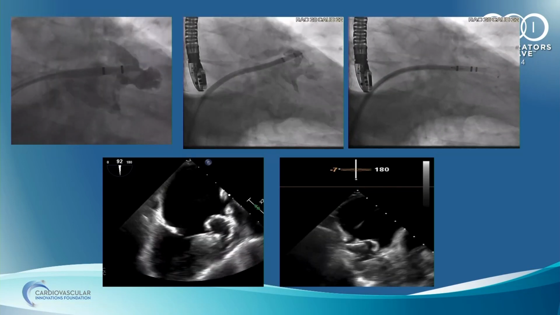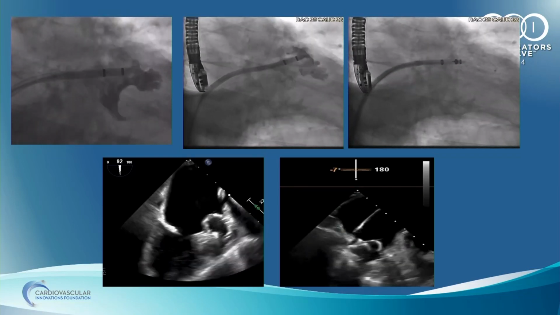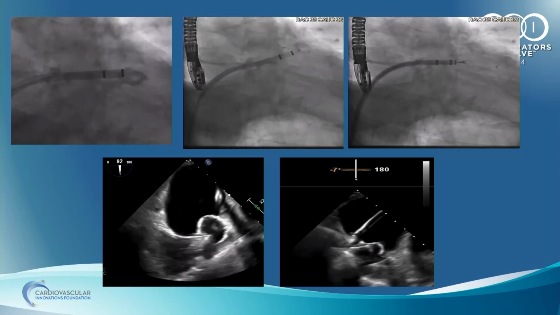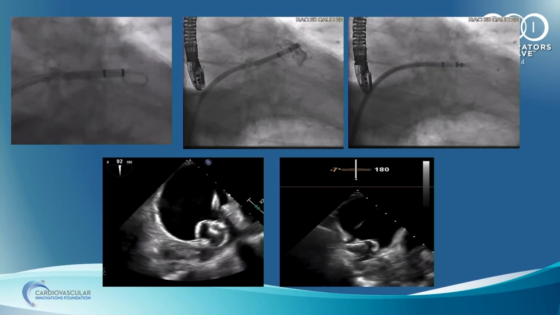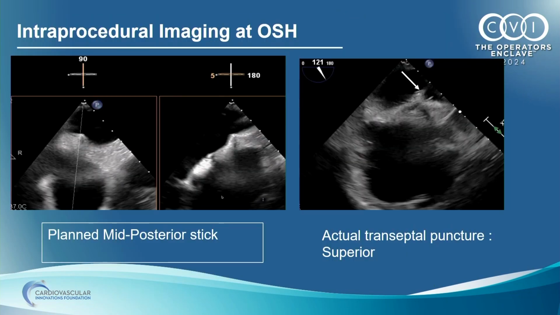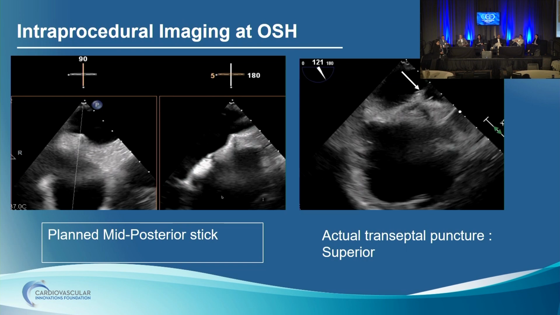Yeah, 31 and 27. So I think regardless of what size device you use, that stick is really unforgiving in this case. If I were to show you the TE images, they were really, really challenging at the facility, and I think the imager really struggled. It sounded like they were planning on doing a mid-posterior stick, but the actual transeptal puncture, based on what I could tell from the review, ended up a lot more superior than planned. So that was the challenge.